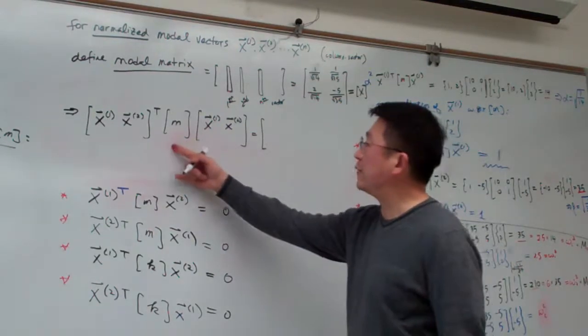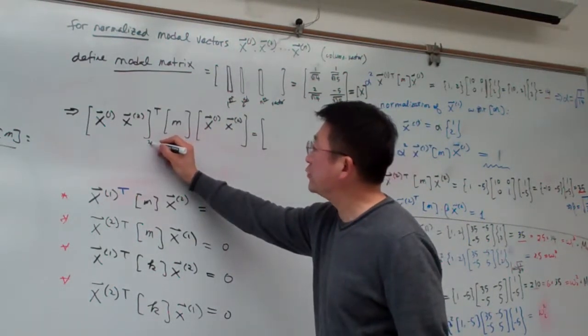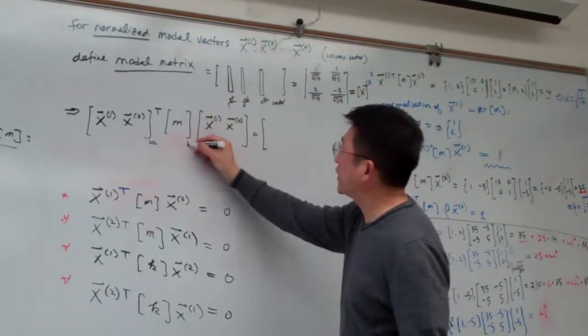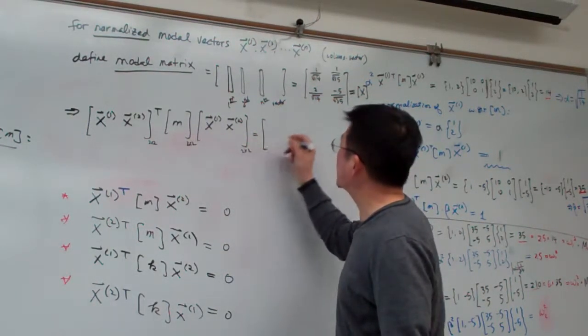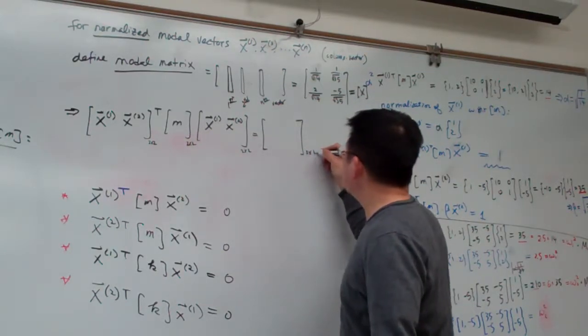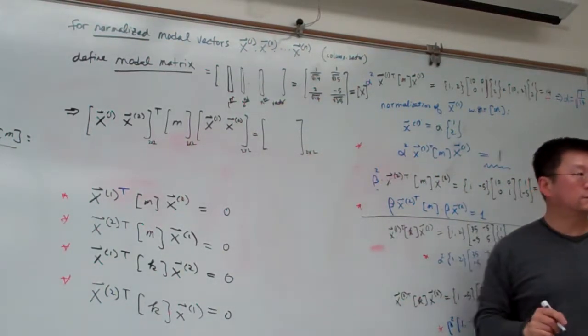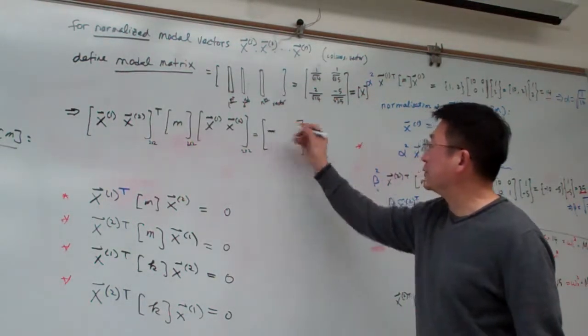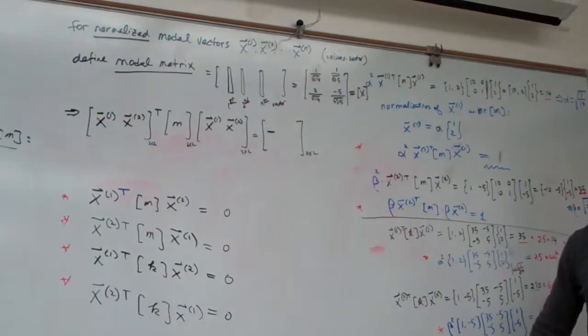And for our example, this is a 2 by 2 matrix. See, this is a 2 by 2 matrix, this is a 2 by 2 matrix, this is a 2 by 2 matrix. So the result must be a 2 by 2 matrix. Okay, and those are the numbers. First number, what is that?